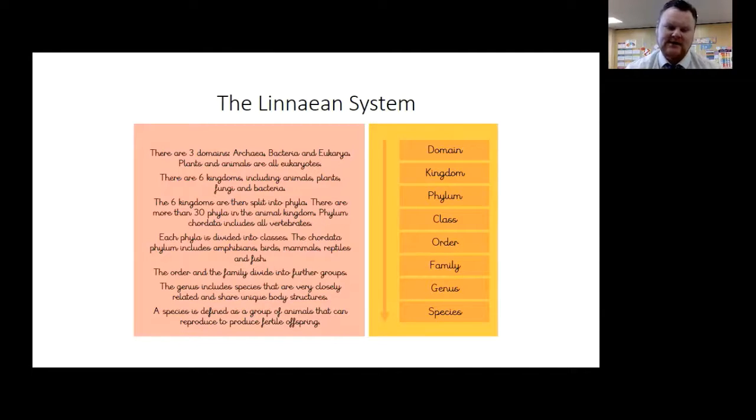Each phylum is divided into classes. The phylum chordata includes amphibians, birds, mammals, reptiles, and fish. And the order and the family divide into further groups. The genus includes species that are very closely related and share unique body structures. And a species is defined as a group of animals that can reproduce to produce fertile offspring. Okay, so there's an awful lot to take in there, but what you need to know is that there is a system that we can classify living things.